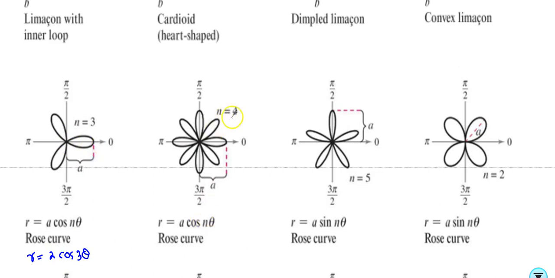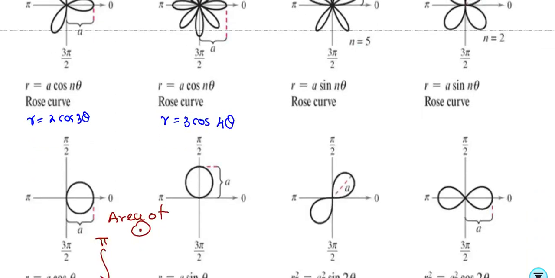If n is an odd number, you get that number of petals; if n is even, you get double the amount of petals. Try again in a calculator. I'm going to show you in a minute. For 3 cosine 4 theta, you will have 8 petals. So how do we get the petals? I'm going to explain in a minute.